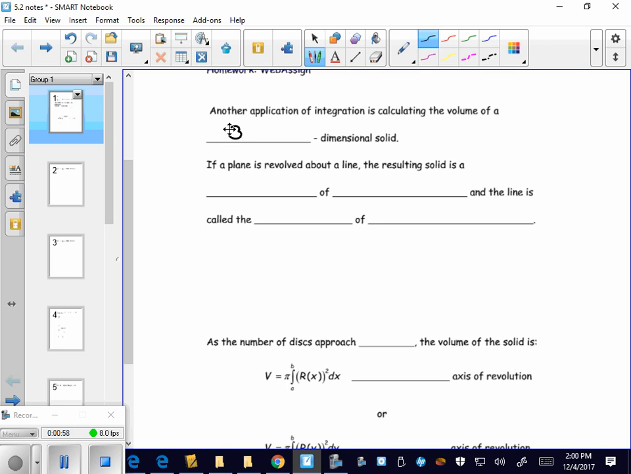If a plane is revolved about a line, the resulting solid is called a solid of revolution. And it's because we are revolving something around a line. And we'll show this graphically. And the line that we revolve this around is what is called the axis of revolution.